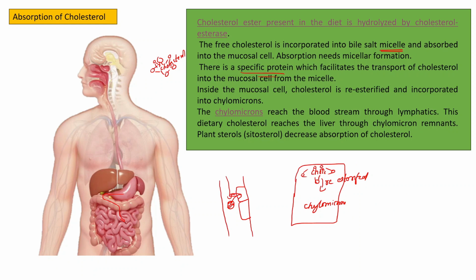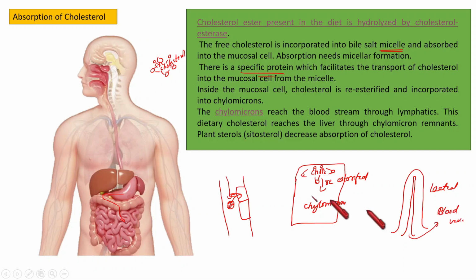villi are present in the intestine here. Again, I'm going to draw the villi in an expanded way, and in the core of the villi, lacteal is present. Lacteal, and those chylomicrons reach the lacteal, and through the lacteal, finally they end up in blood vessels, and then finally reach the liver. Okay, so in that way its absorption happens.